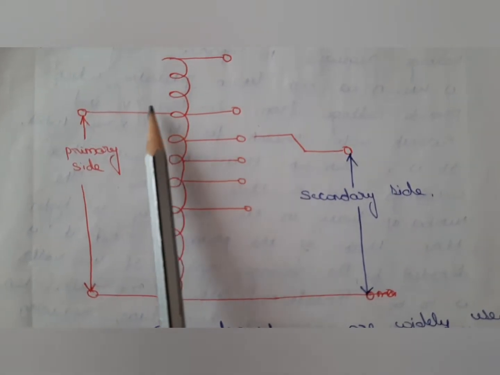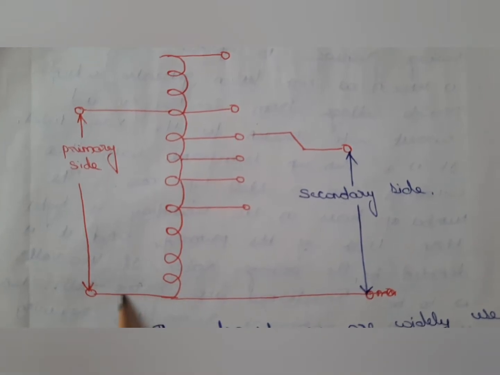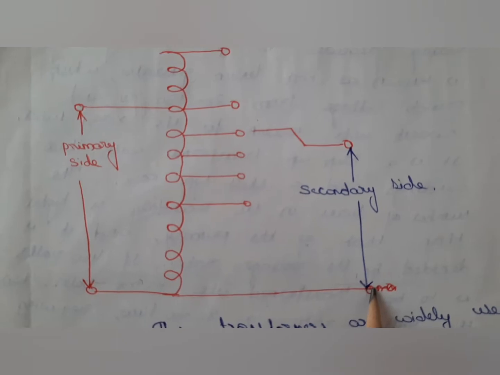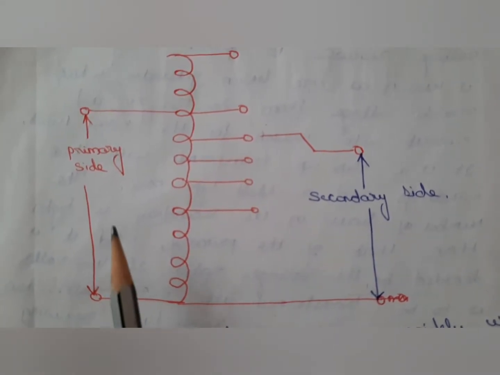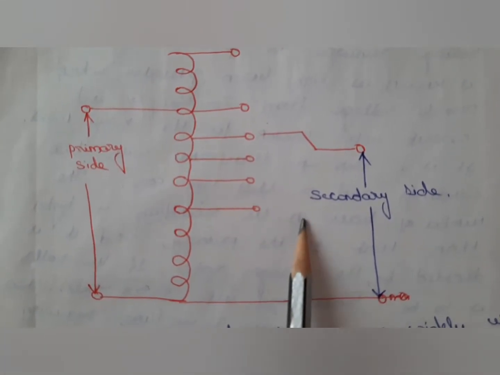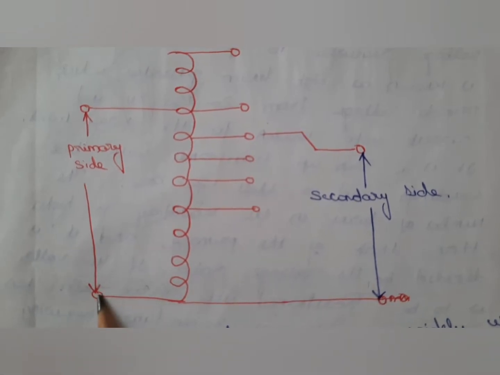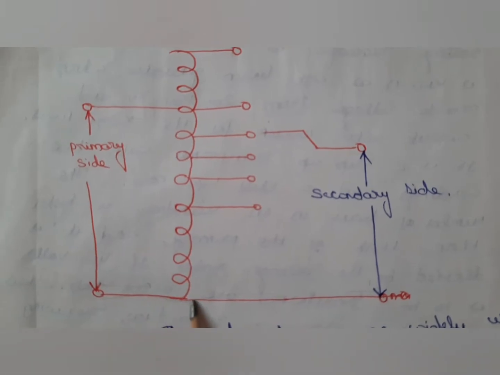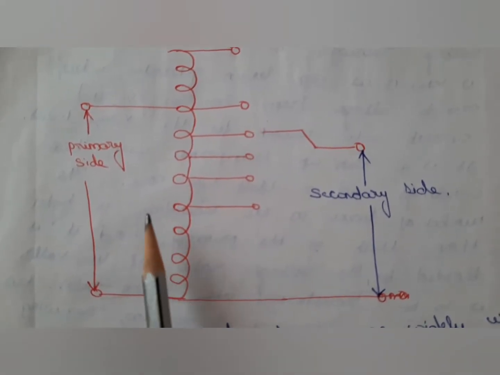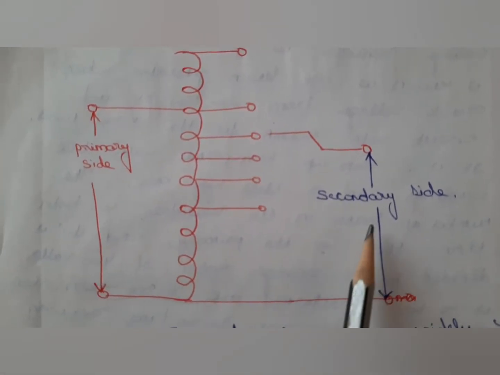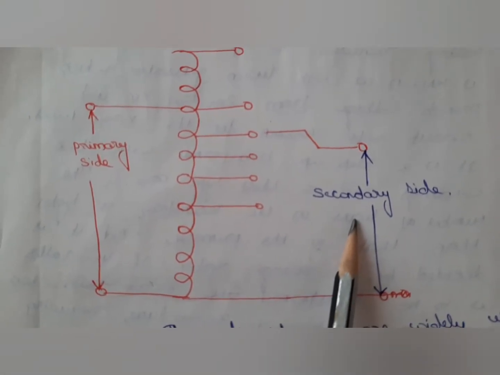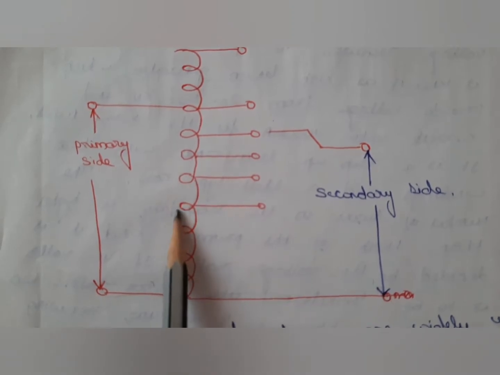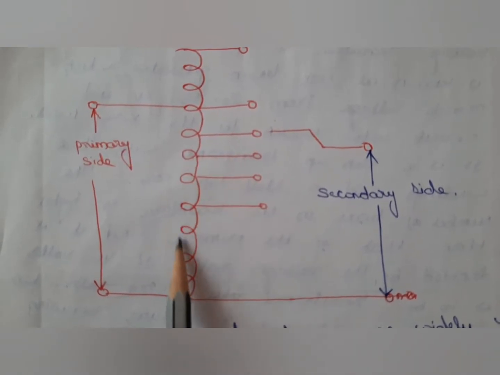Here these are the terminals of the primary coil. These are the terminals of the secondary coil. Here you can find that the primary coil and the secondary coil have one terminal in common. This terminal is common for both the primary coil as well as the secondary coil. And also they have some number of turns in common.